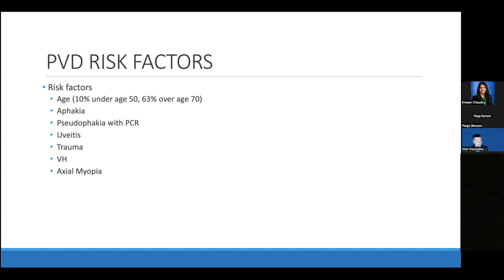Uveitis is inflammation of the eye, and that can also cause it. Trauma goes without saying. Vitreous hemorrhage, VH, is usually what it's called in ophthalmology, and that can also cause it. And axial myopia, or length of the eye, we talked about before, is also a risk factor for PVD. And all of these things happen to also be risk factors for retinal tears for the very same reason that the PVD is.